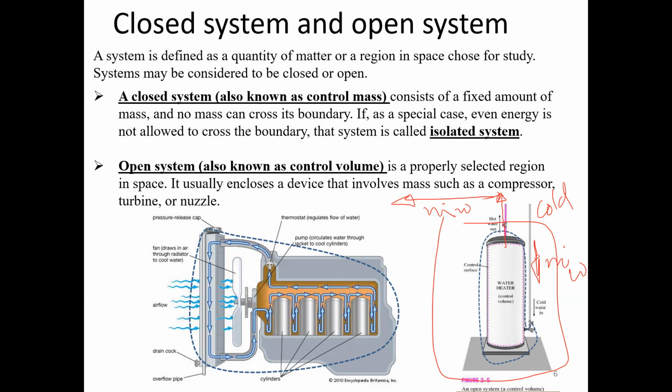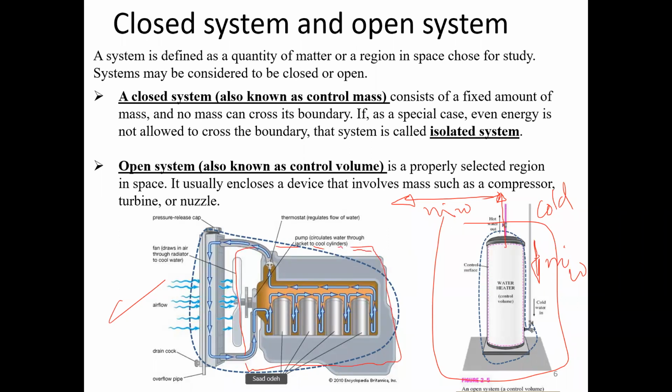All right. So as I said, we can take part of the closed system and make it an open system. For example, for this engine, I can take only the boundary. My boundary is this one.